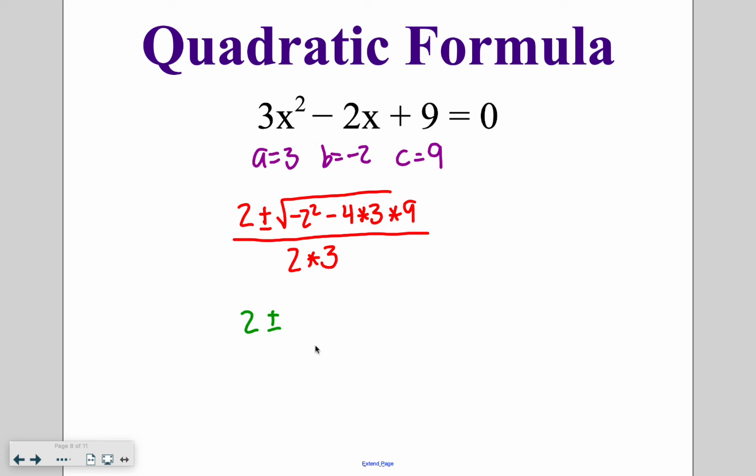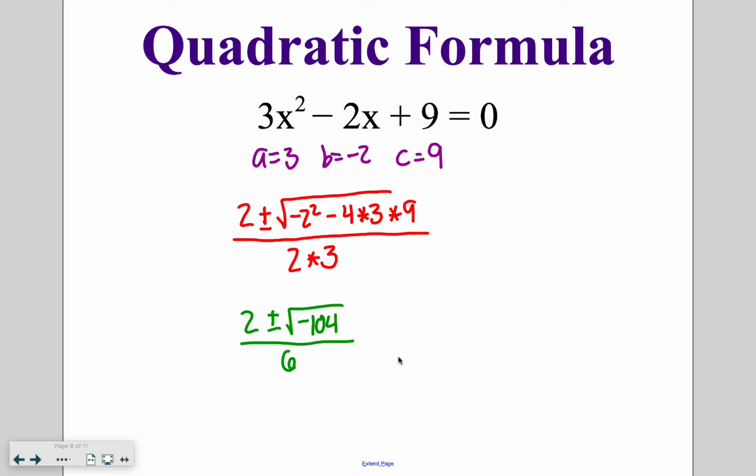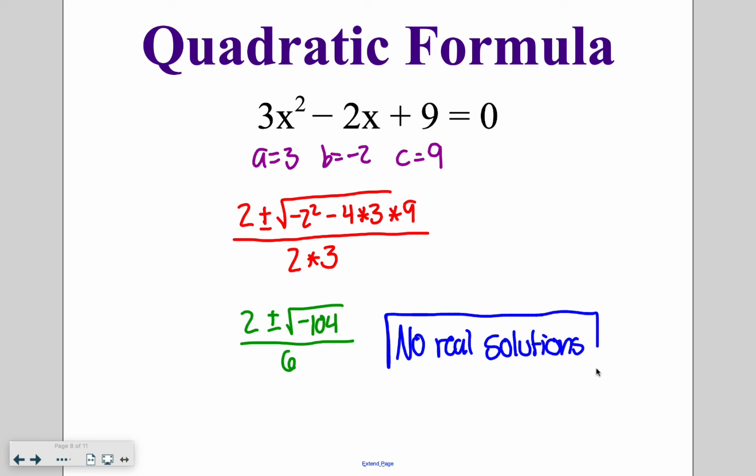As I go through and simplify this now, I'm going to have 2 plus or minus. When I simplify the inside, I'm going to end up with the square root of -104, all divided by 6. When you go to plug in -104 into your calculator, it is going to give you an error message. That is because we cannot take the square root of a negative number. So if you end up with a negative under that square root, your answer is no real solutions. There are no answers. There is no place where this quadratic crosses the x-axis.